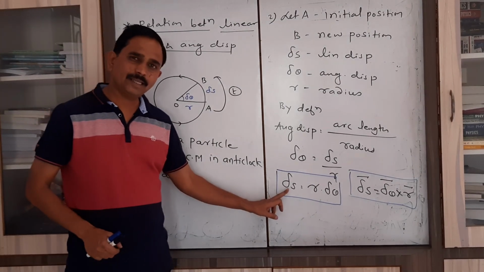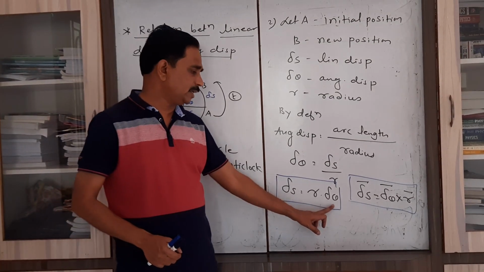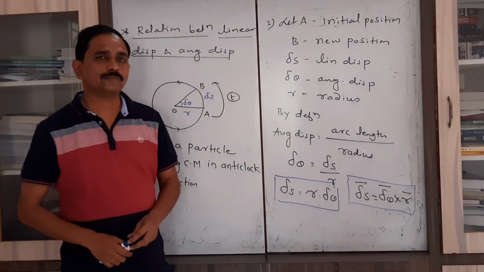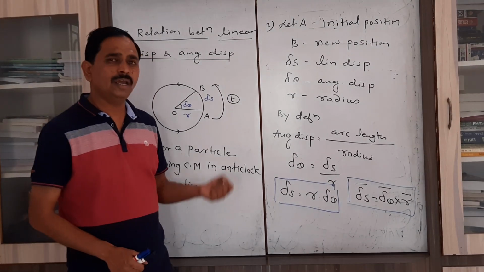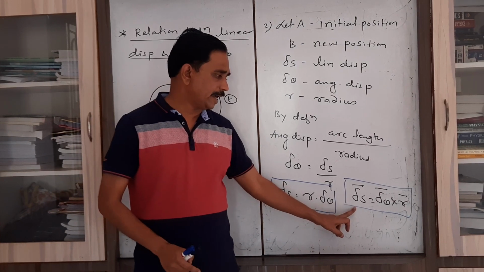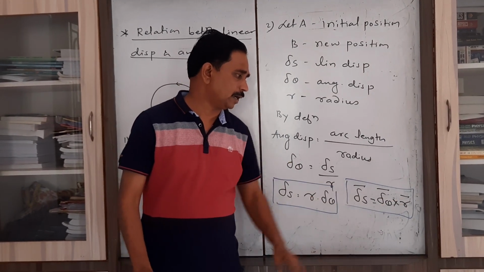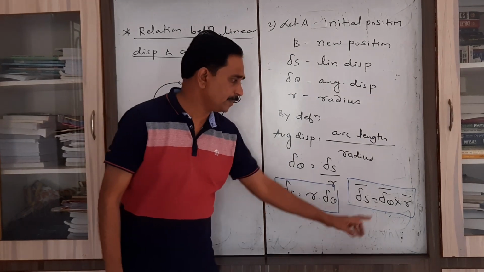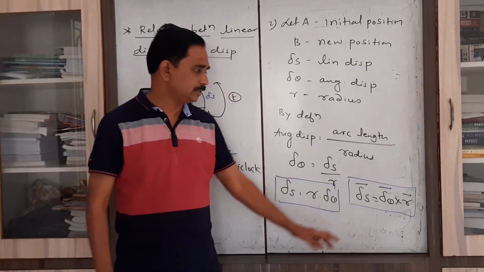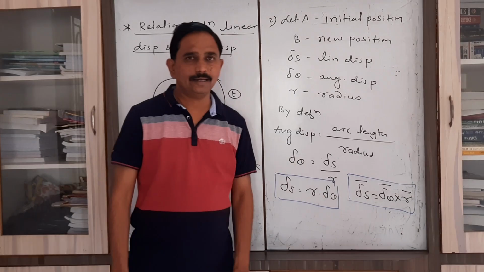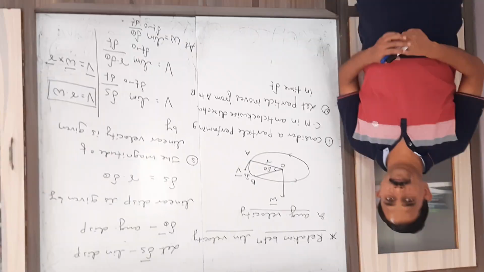Delta s represents the linear displacement. Delta theta represents the angular displacement. In vector notation, we can write delta s equal to delta theta cross r. It means this is the cross product of these two physical quantities, that is angular displacement and the radius vector.